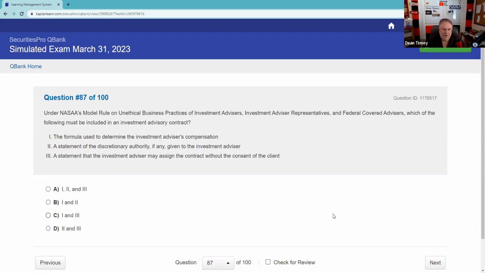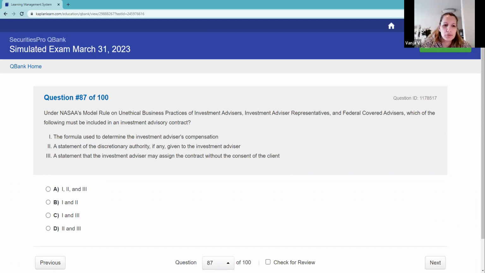Under the North American Securities Administrator Association model rule on unethical business practices of investment advisors, investment advisor representatives, and federally covered advisors, which of the following must be included in the investment advisory contract? The formula used to determine the investment advisor's compensation, a statement of the discretionary authority, if any, given to the investment advisor, a statement that the investment advisor may sign the contract without the consent of the client. That's definitely not it. That cannot be there. So the only option is actually B, 1 and 2.